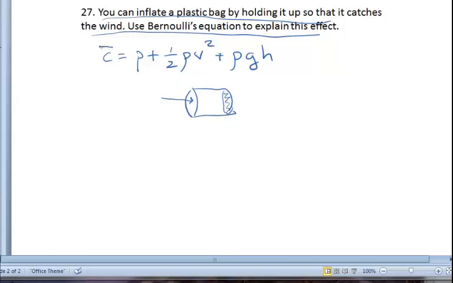Now remember, all the energy remains constant. So if the velocity slows down, then what's going to happen? It's all at the same height, so we can just forget about that. Velocity slows down. If this gets smaller, then pressure has to go up equivalently to make sure that the energy all stays the same. So the velocity slows down, the pressure goes up. There you go. And that's why the pressure in the bag goes up.